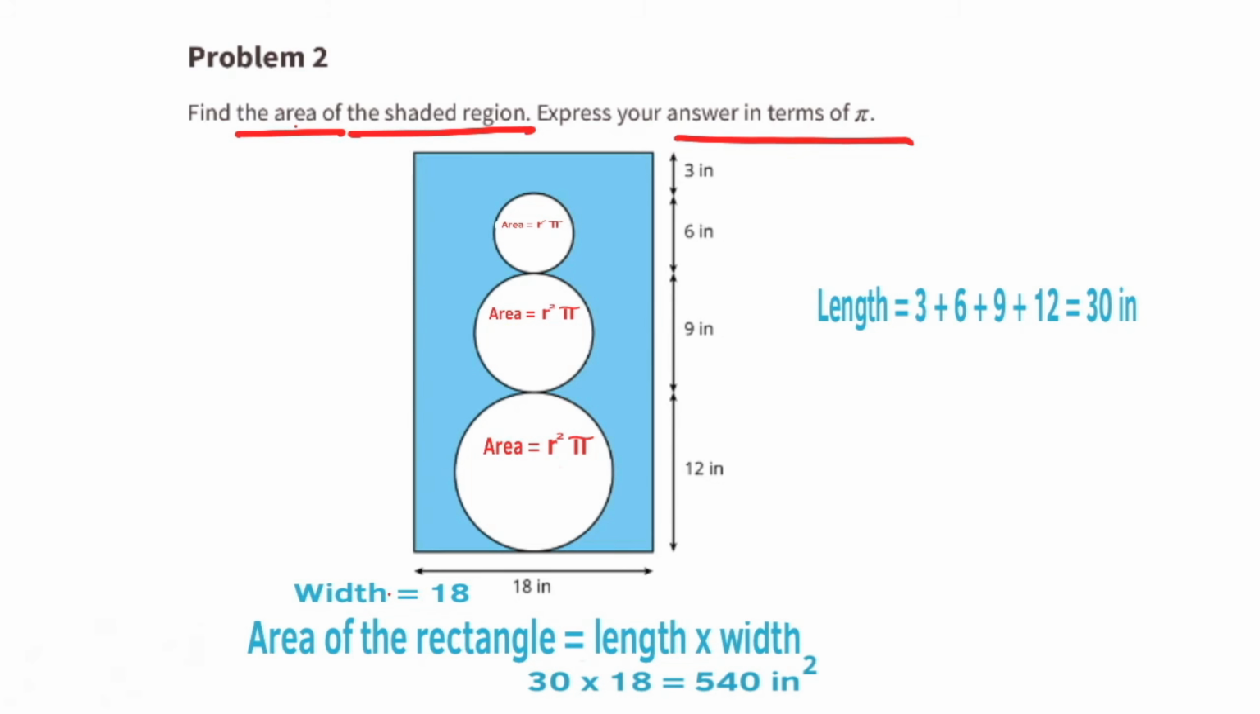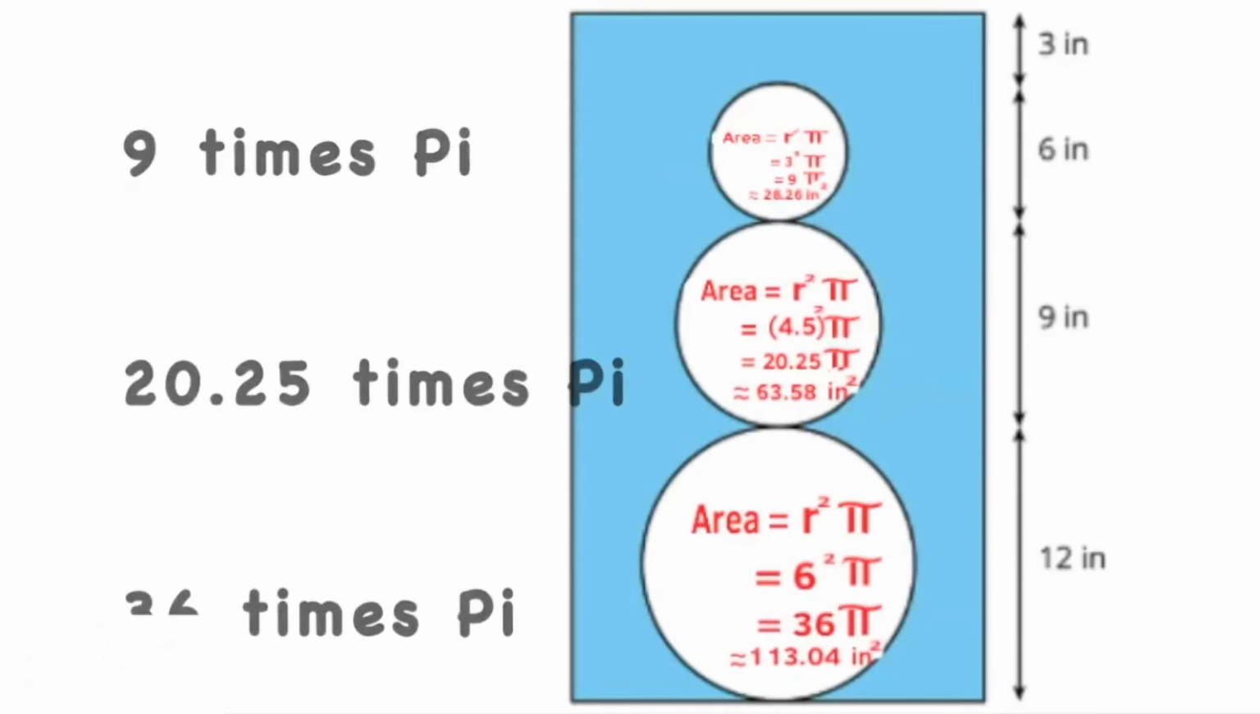Along the right side of the rectangle, you can see the diameter for each of the circles. Since the radius is half the diameter, the radius of the bottom circle would be 6 inches. 6 inches squared times pi equals 36 times pi, or 36 inches times pi. Here you can see I've done the same thing to the remaining circles.